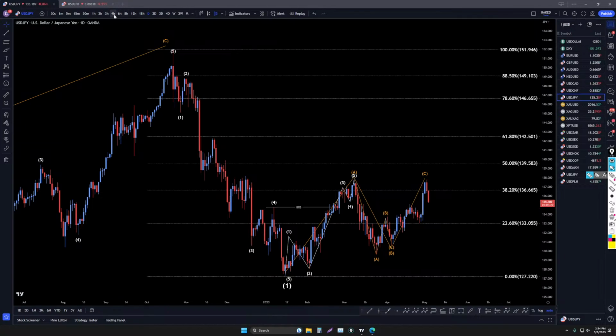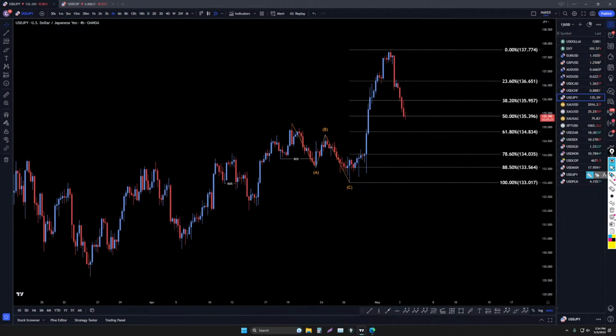So 4 hour time frame. We got a nice impulsive move down forming right here. It definitely could be a wave A, but even if it is a wave A, it doesn't look like it's ready to turn. I think it's probably just going to keep going down. The news is probably just going to cause this to go down even more.